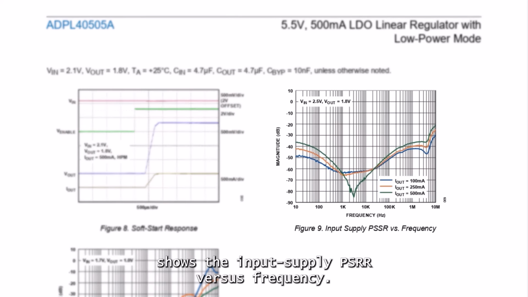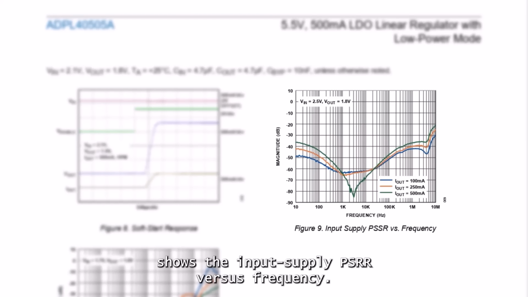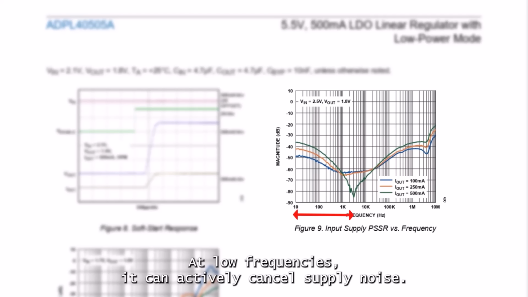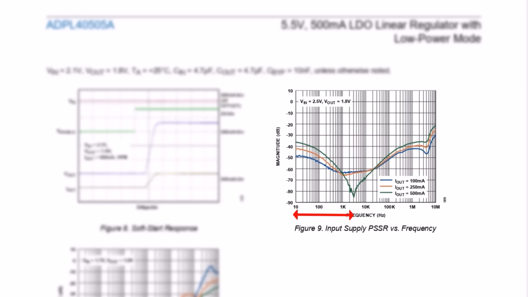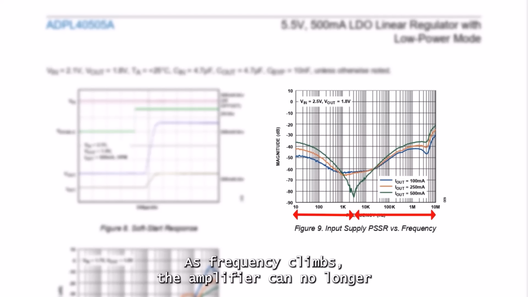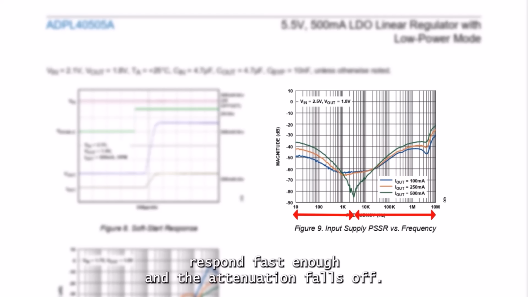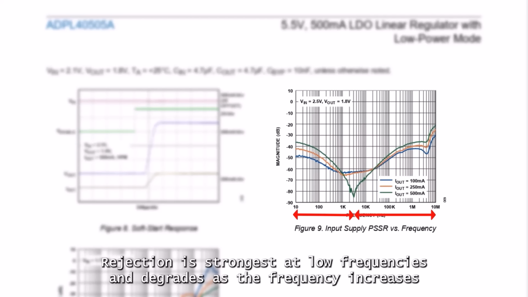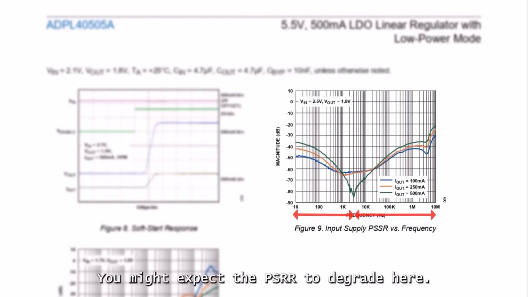Figure 9 shows the input supply PSRR versus frequency. The LDO's error amplifier has a finite bandwidth. At low frequencies, it can actively cancel supply noise. As frequency climbs, the amplifier can no longer respond fast enough and the attenuation falls off. Rejection is strongest at low frequencies and degrades as the frequency increases.